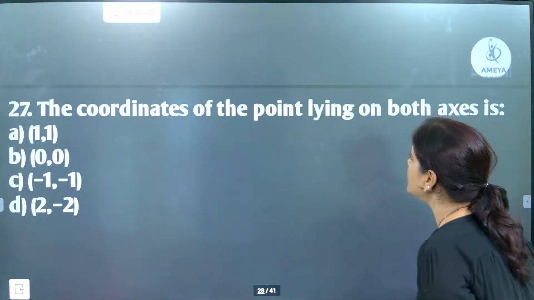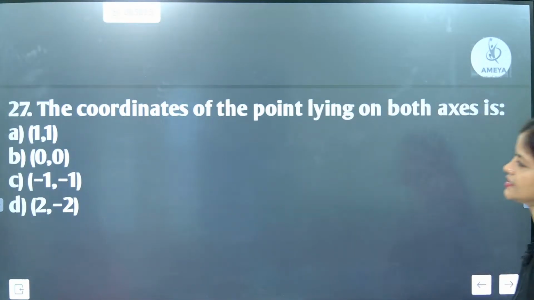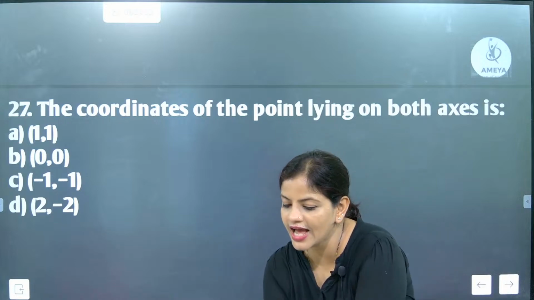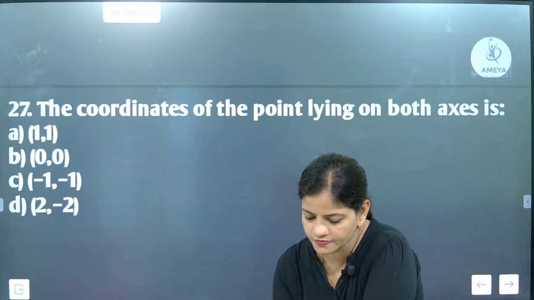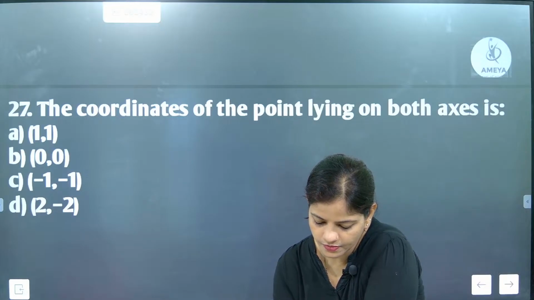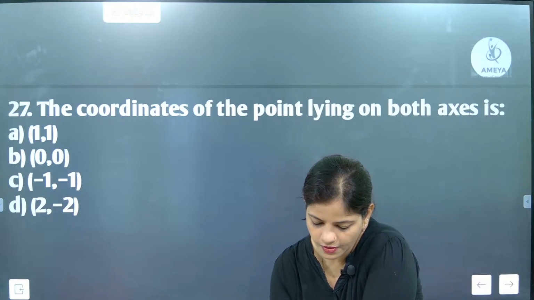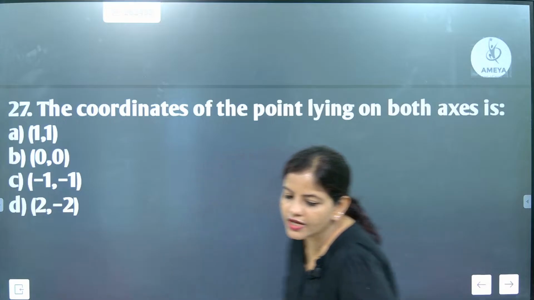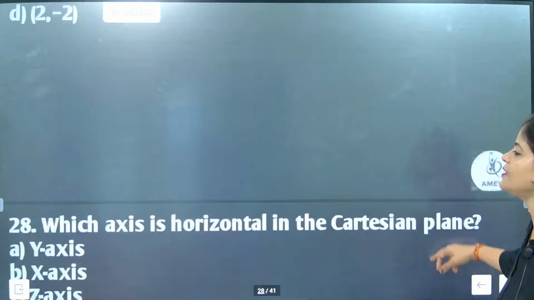Now, the coordinates of the point lying on both axes: (0, 0). The point lying on both axes is considered as (0, 0). Absolutely correct, beta. Shall we go for the next one, please?